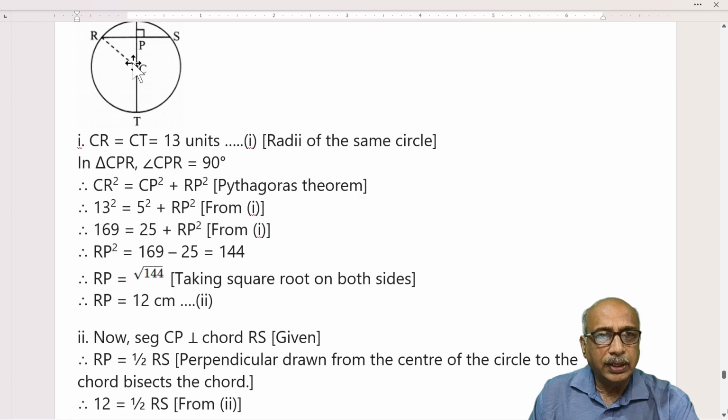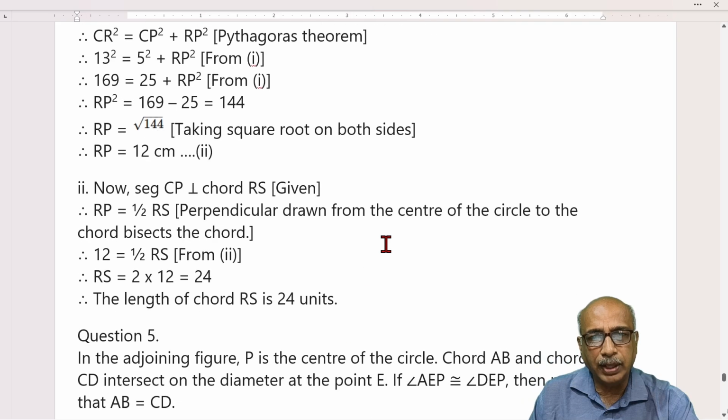Now segment CP is perpendicular to RS, given. Therefore, RP equals half of RS. A perpendicular drawn from the center of the circle to the chord bisects the chord. Therefore, RS equals 24. The length of the chord RS is 24 units.